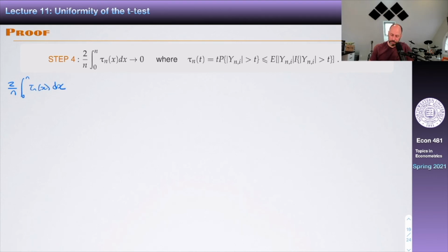Okay? It's going to be less than or equal to 2 over n integral from 0 to n. And I'm going to use this inequality that we have over here. Okay? Integral of the expected value of the absolute value of y n i times the indicator that the absolute value of y n i is greater than x dx.